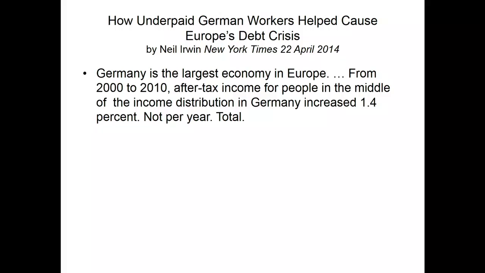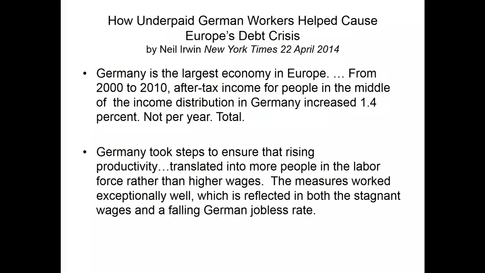But part of the reason Germany was able to get into this position is that from 2000 to 2010, productivity increased, but the after-tax income for workers in Germany increased by 1.4%, not per year, but total. So Germany took steps to ensure that rising productivity translated into more people in the labour force rather than higher wages. This is what I mean by a political element to it. There's a trade-off: if you take the increased wages from higher productivity, there'll be more unemployment, or you can choose not to take it and have more people in the workforce.